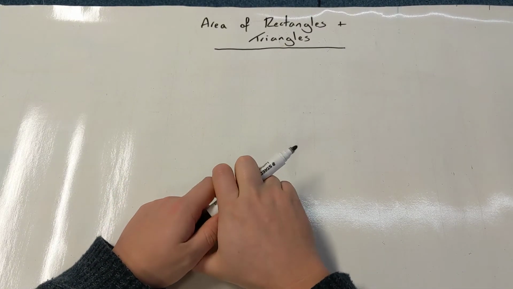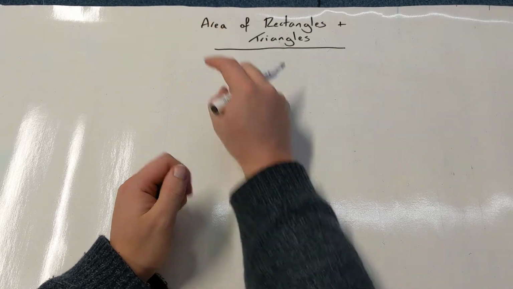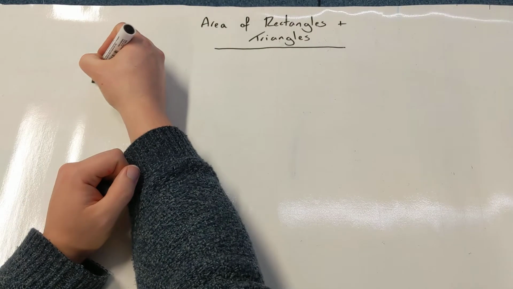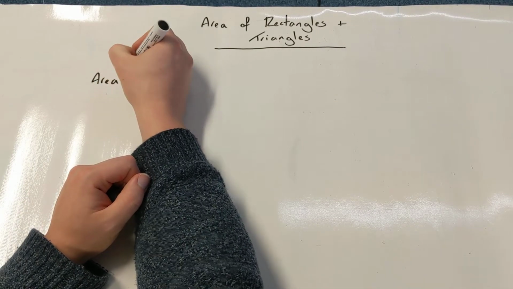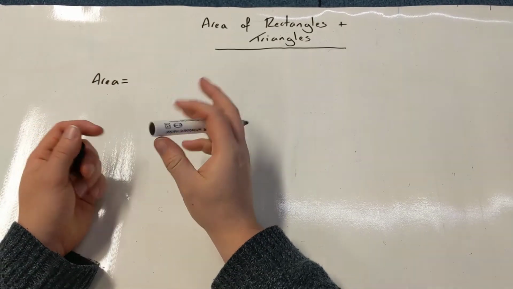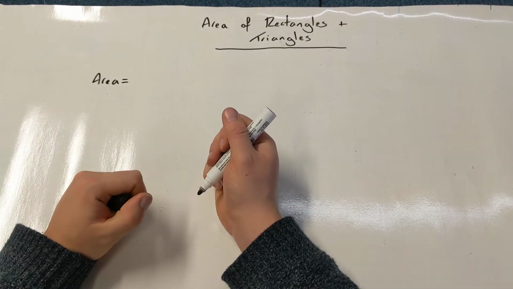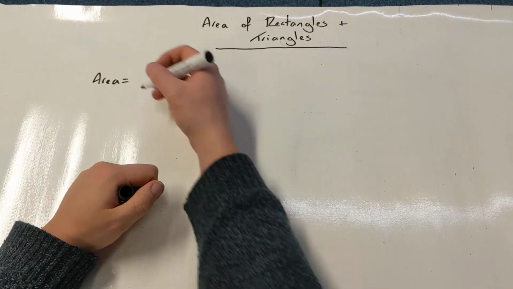So the first thing we just want to be really clear on is what we actually mean by the area. And that has a definition we need to be familiar with. So in maths and in lots of other places, what we mean by the area is how much space something takes up in 2 dimensions.